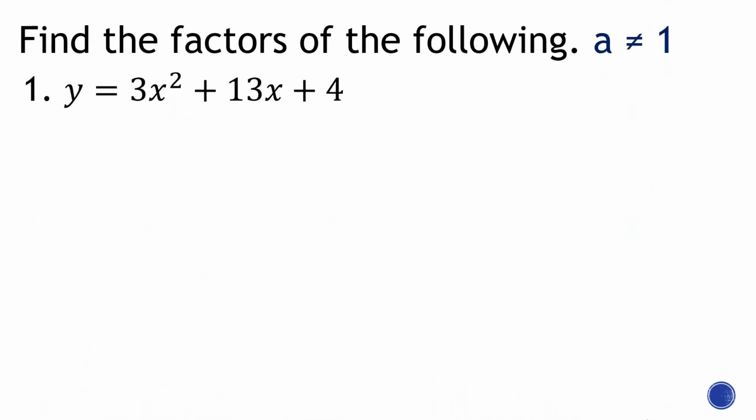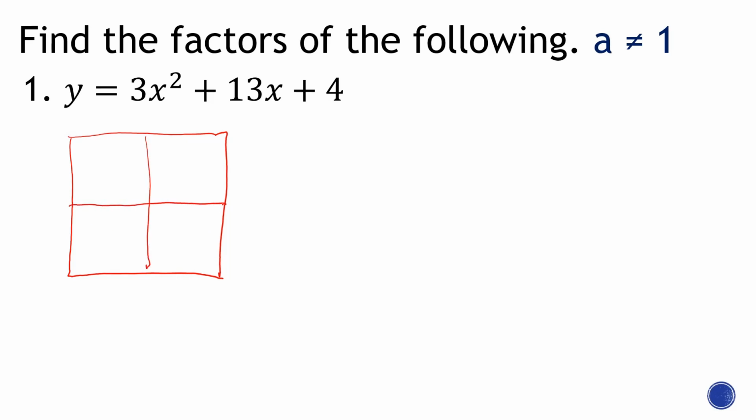Find the factors of the following. This number one, where a is not equal to 1. That's the numerical coefficient of the leading term. I said earlier that I will be utilizing the box method. That means the first thing we will do is draw a box. Here, a 2x2 box. There you go.